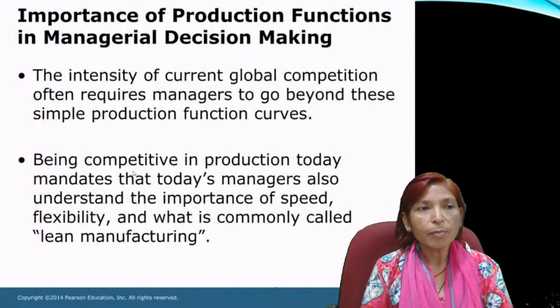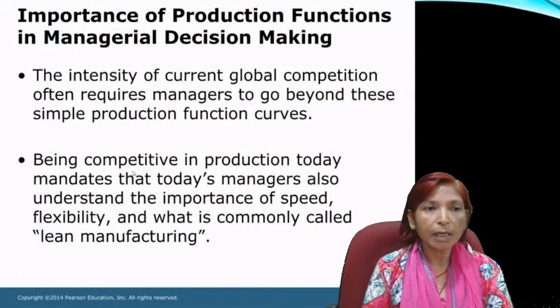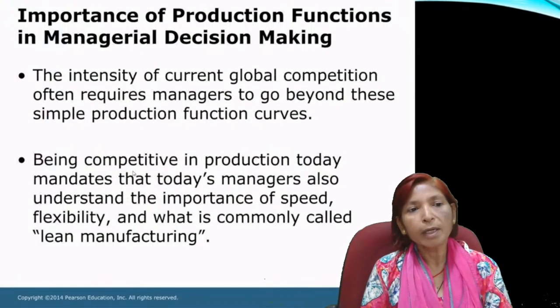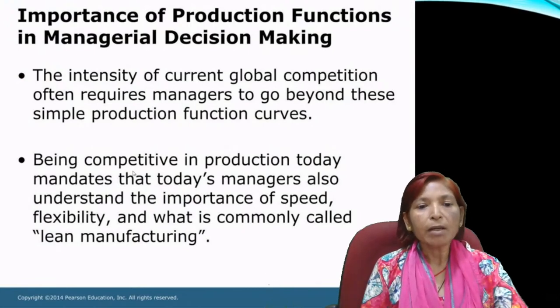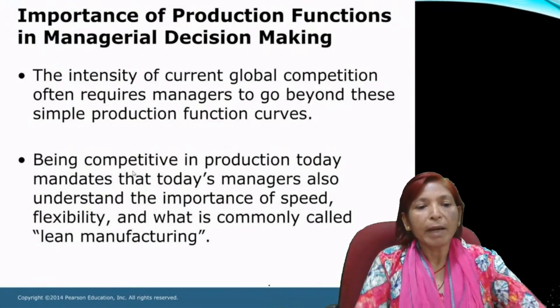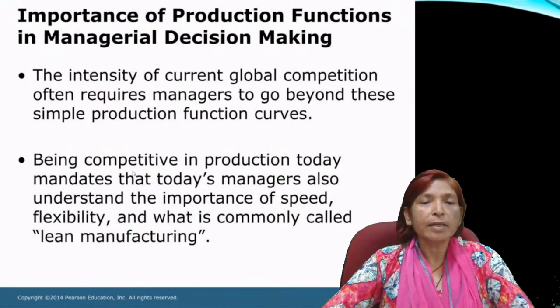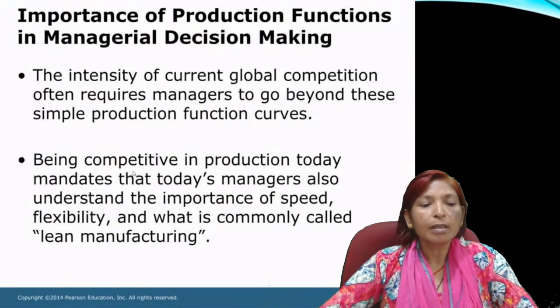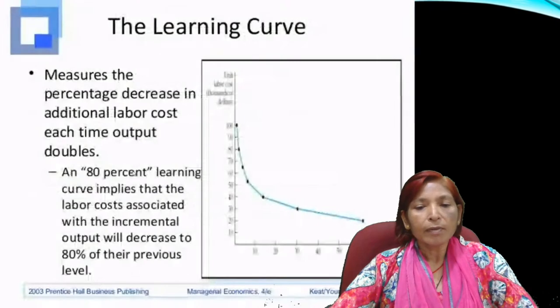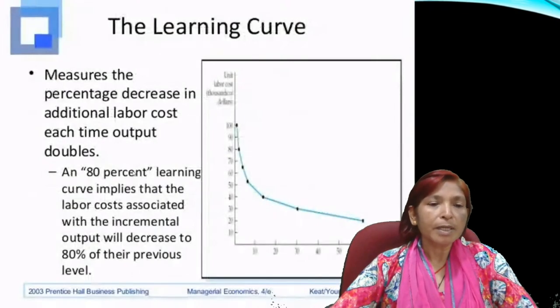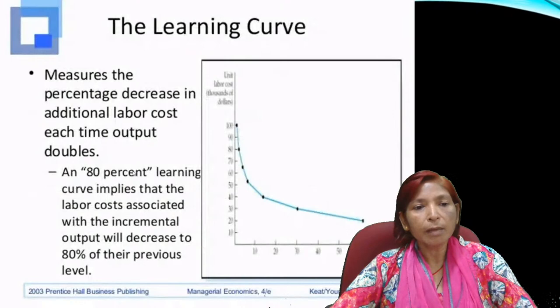Next is importance of production function in managerial decision making. The intensity of current global competition often requires managers to go beyond the simple production function curve. Being competitive in production today mandates that today's manager also understand the importance of speed, flexibility, and what is commonly called lean manufacturing. This is the learning curve. The learning curve is always a downward sloping curve, which measures the percentage decrease in additional labor cost each time output doubles.